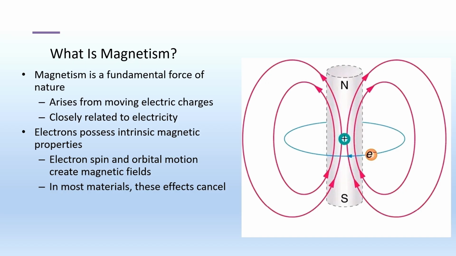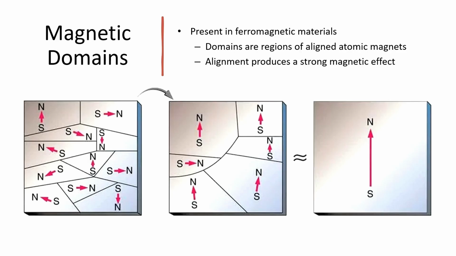In many materials, these tiny magnetic effects point in random directions and cancel each other out. As a result, most substances do not exhibit noticeable magnetism. In ferromagnetic materials such as iron, atoms are grouped into regions called magnetic domains. Within each domain, atomic magnetic moments are aligned. When many domains line up in the same direction, the magnetic material becomes magnetized.